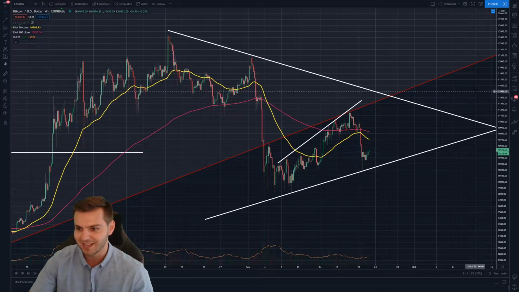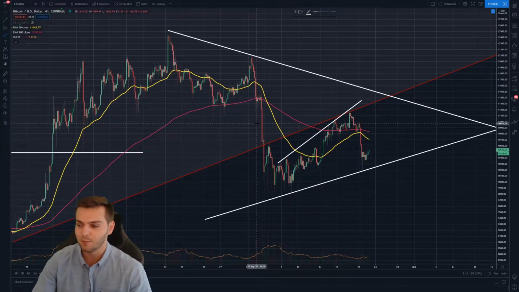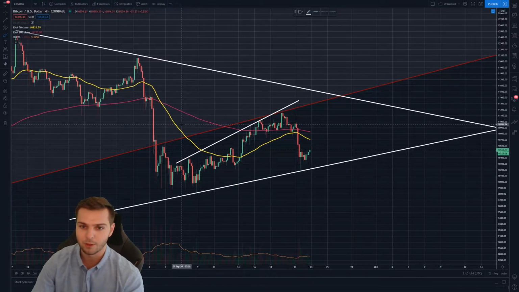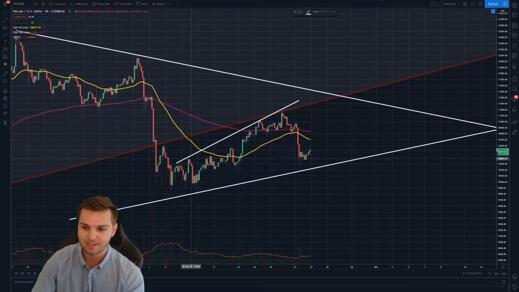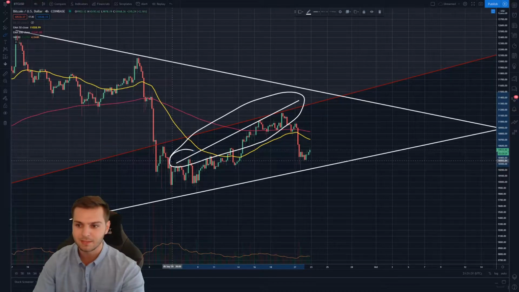So first things first, guys, the most obvious and one of the most significant of these points is that we are at triple layers of resistance right now. Now the first one, and by the way, we're on the 4-hour time scale, is that we have this immediate micro trend line that we've been rejecting for quite some time on the 4-hour.